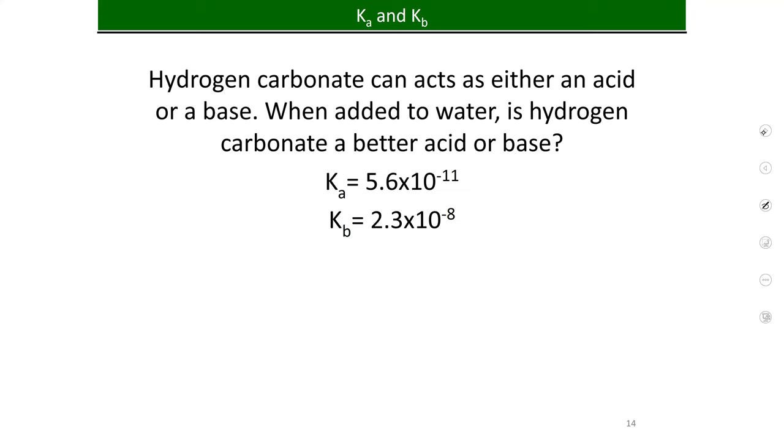That means on average, if you looked at the entire collection of hydrogen carbonate molecules, more of them will be in the deprotonated state than in the protonated state. More of them will be in the conjugate base form than in the conjugate acid form.